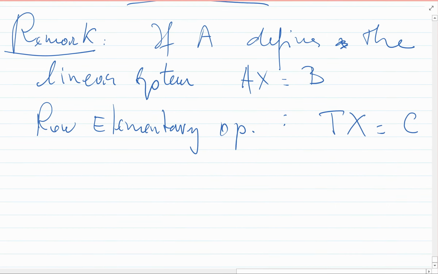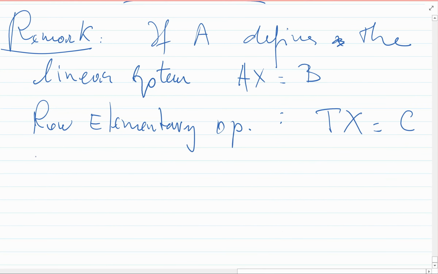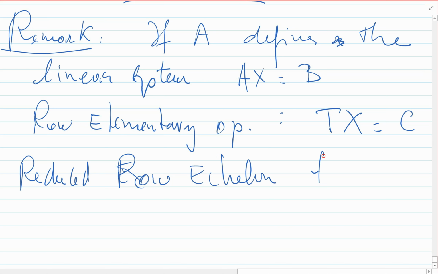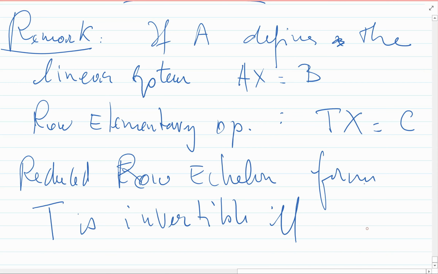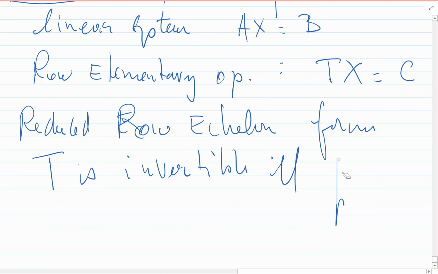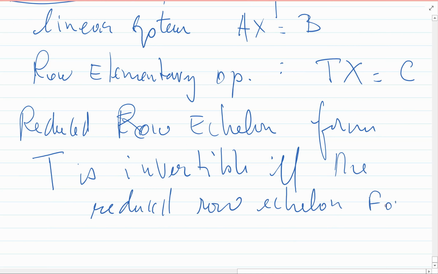And what's interesting is, what happens if we now continue with the elementary row operations to get the reduced row echelon form. And we said that the reduced form will be I if and only if A is invertible. Okay, so it's the same because they are all equivalent. So T is invertible if and only if the reduced row echelon form will be I n.